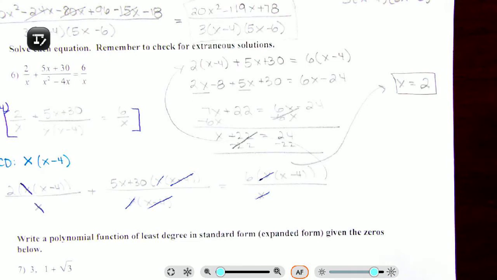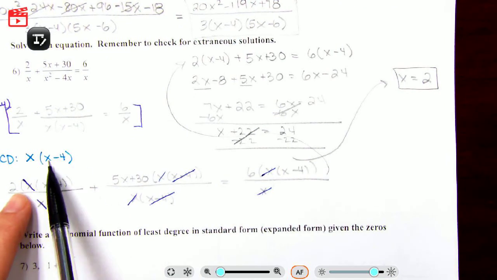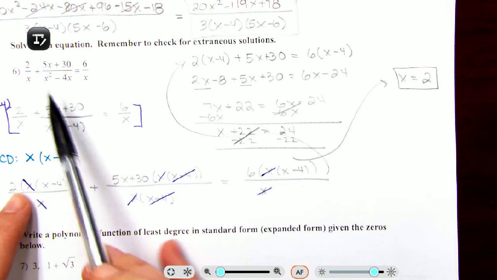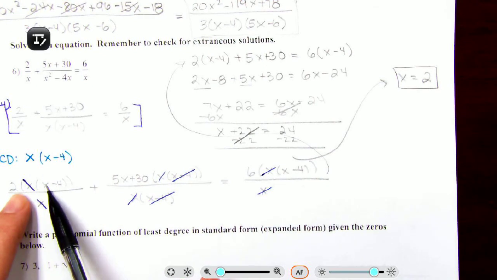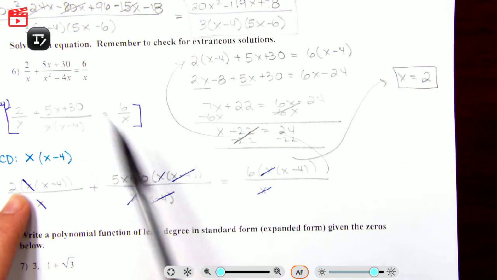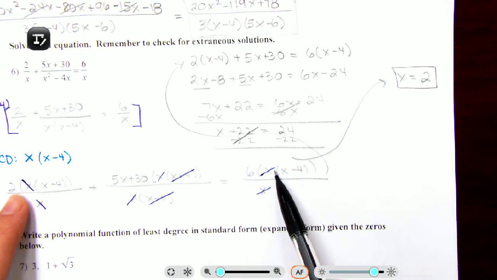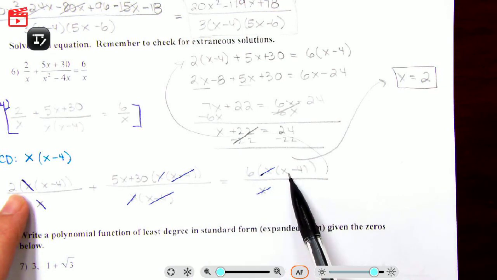And again, I'm going to double check and make sure I've done this correctly. My LCD is x times x minus 4. So if I multiply that, I get x times x minus 2 times x minus 4. Here I get, if I multiply everything out, these cancel out. Good. And then this one here, my x's would cancel out. So what I would have is just x minus 4.